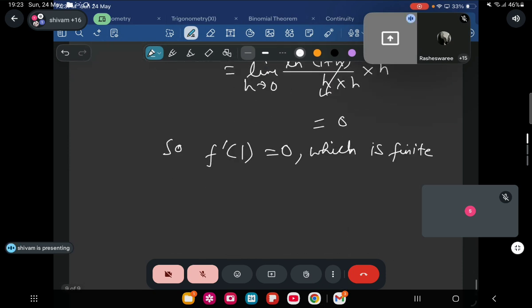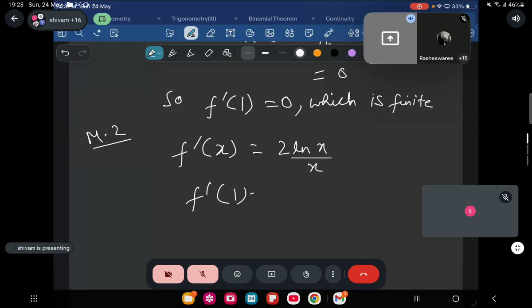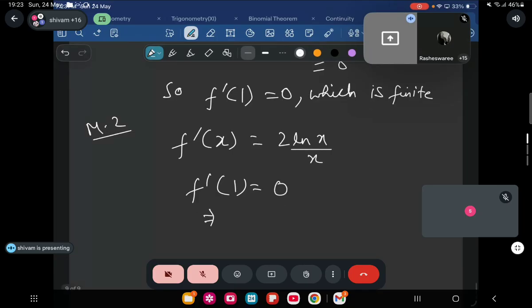Next, method 2. What you can do is directly differentiate. So, what do we get, everyone? Differentiating, f dash x will be equal to 2 ln x by x. And what is f dash at 1? f dash at 1 will be equal to 0. So this implies, now see, f dash at 1 is equal to 0, a finite quantity. So f is differentiable.